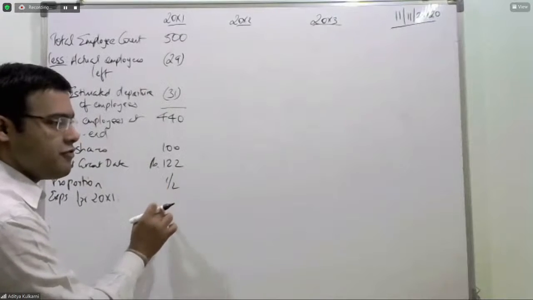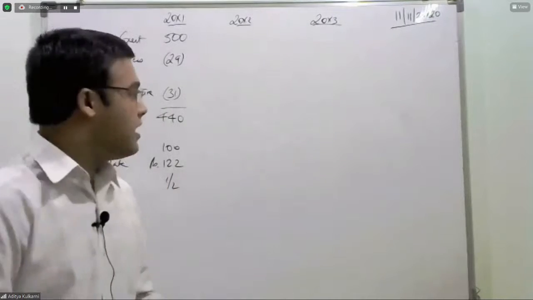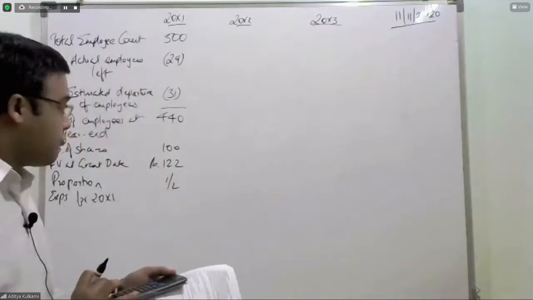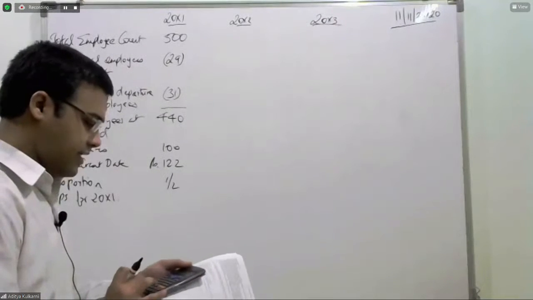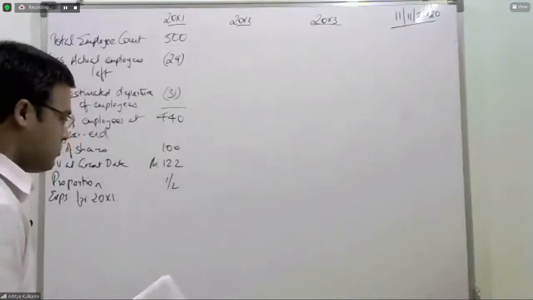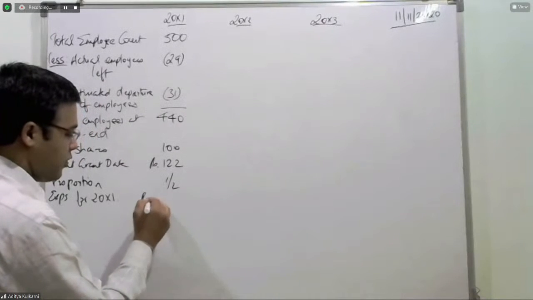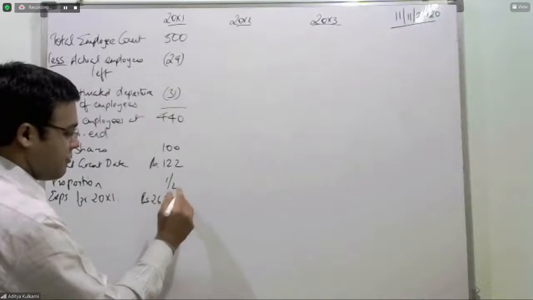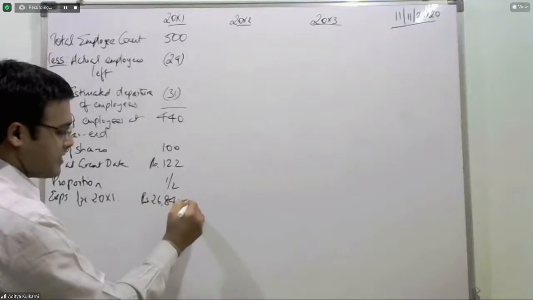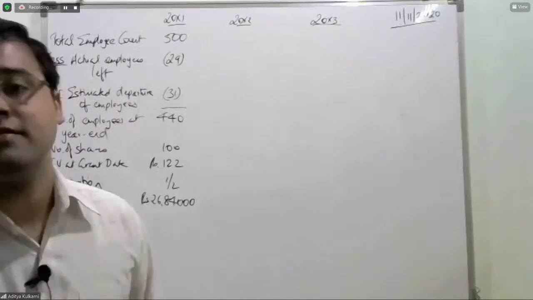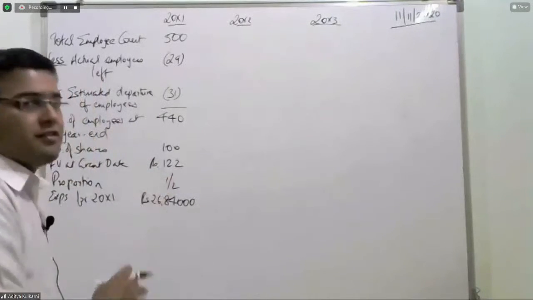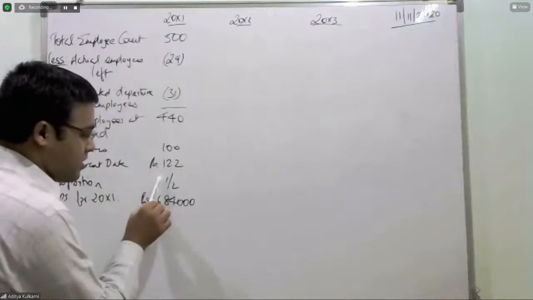Out of that, only first year expenditure has been accounted. So therefore, you get 440 into 100 into 122 divided by 2. So that gives you an expense of 26 lakh 84,000. What is this? This is the expenses that you will record for the first year, because I have taken only half.